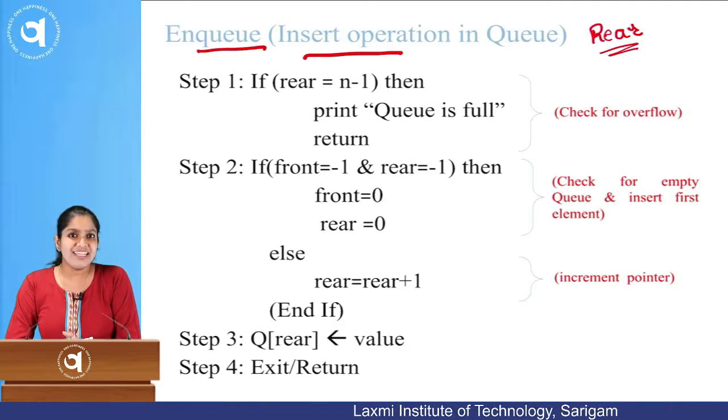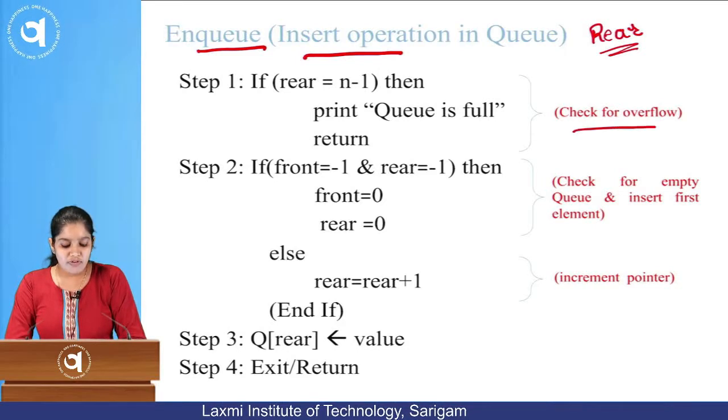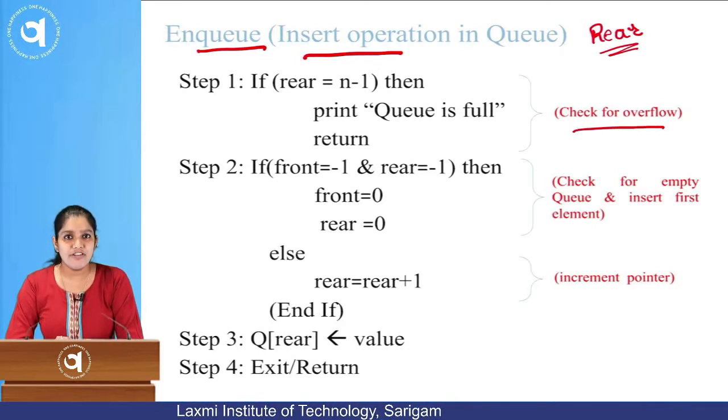Linked lists use dynamic memory allocation, so there is no need to check for overflow, but right now we are considering arrays that have static memory allocation. So in that static memory allocation, we need to check for the overflow. So the first step is checking for the overflow.